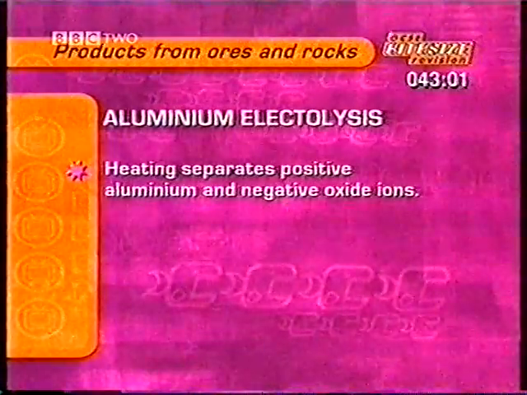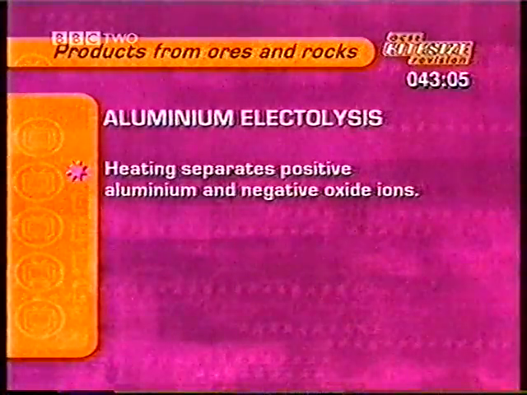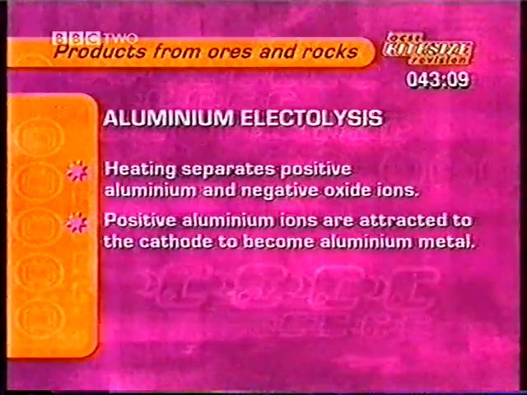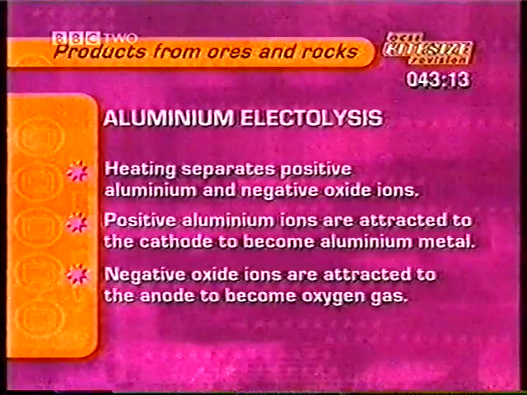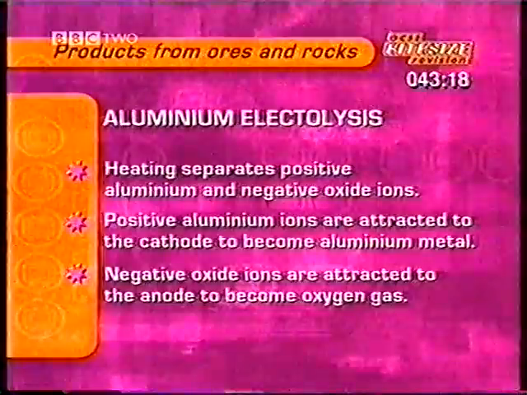So the heating process first separates aluminium oxide into aluminium and oxide ions. The electrolysis attracts the positive aluminium ions to the negative cathode, where they become atoms of aluminium metal, and the negative oxide ions go to the positive anode to become oxygen gas.